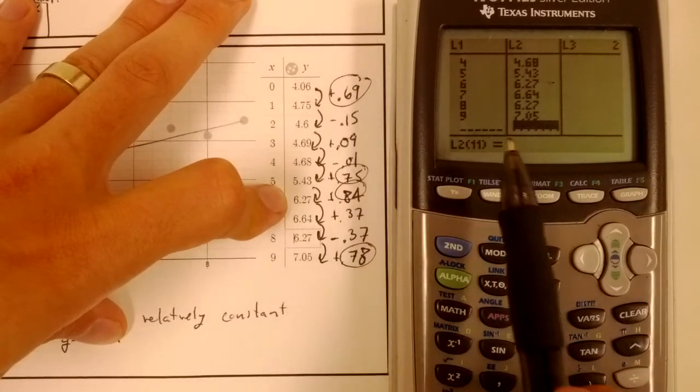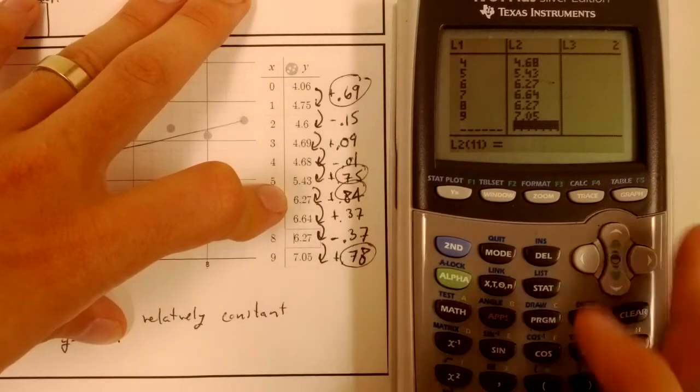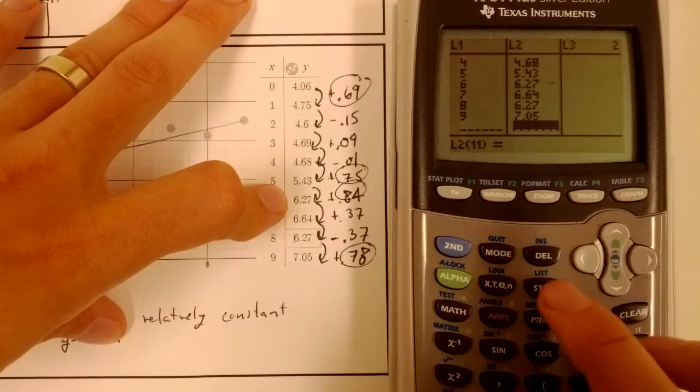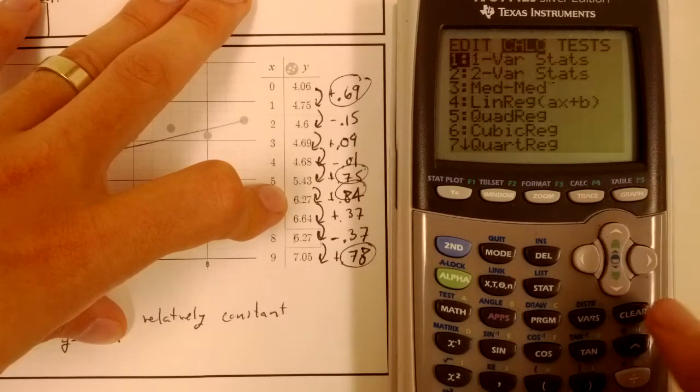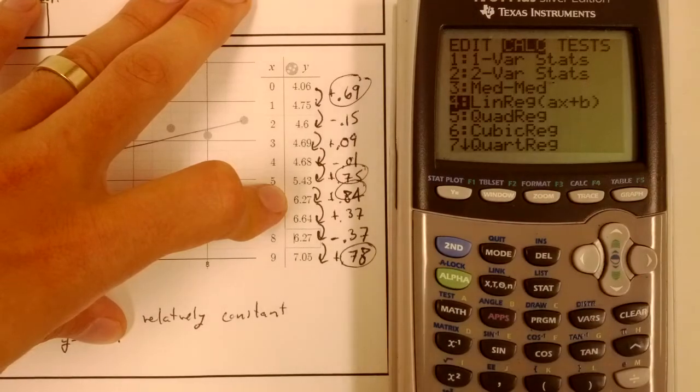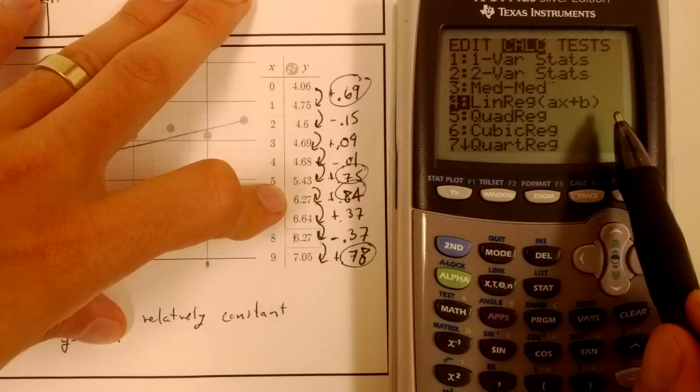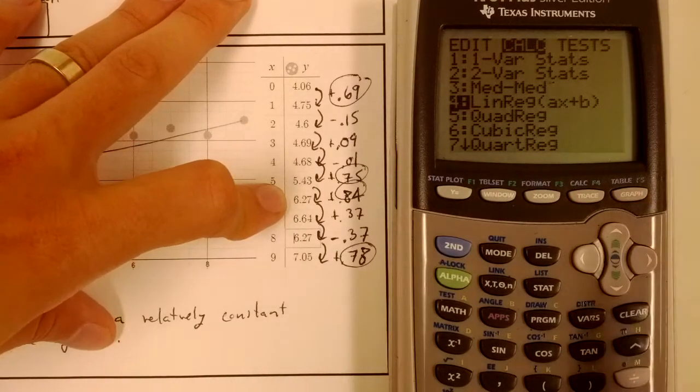All right, make sure that my lists are the same size. Here they are. Now run a linear regression. I hit stat, over to calculate. I see linear regression here. It's being ax plus b. Instead of mx plus b, they use ax plus b.